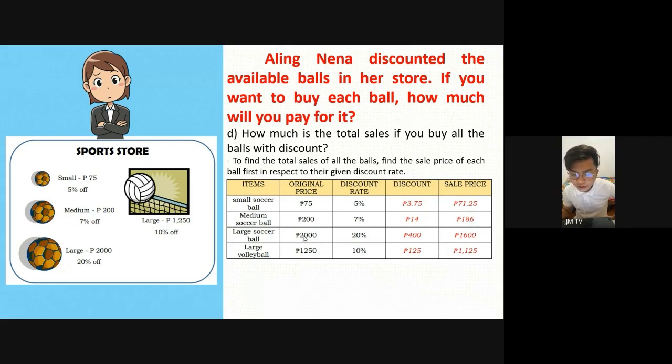So, sa ating large soccer ball, meron tayong 20% off. The original price is 2,000. Naka-discount tayo ng 400. So, 2,000 minus 400, sales price niya ay 1,600. Doon sa may large volleyball natin, meron tayong 1,250 original price. Discount rate niya is 10%. And then the discount is 125. 1,250 minus 125, the sales price will be 1,125.